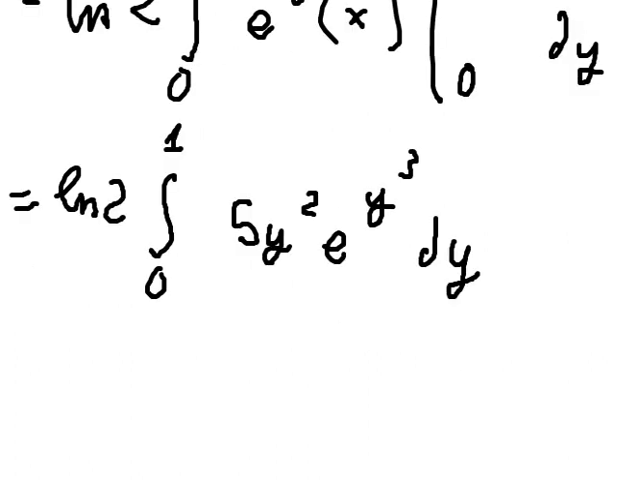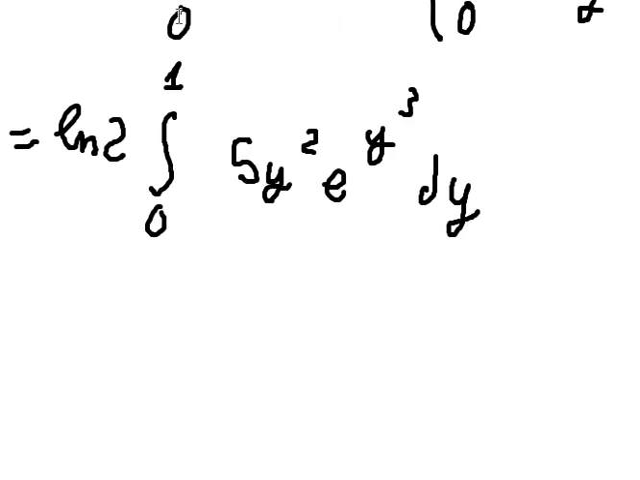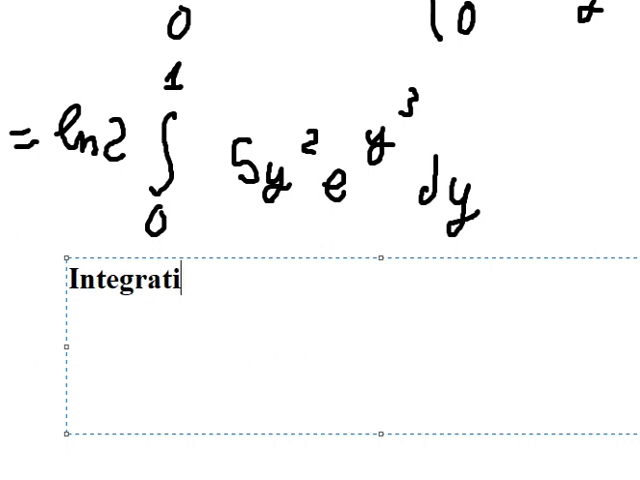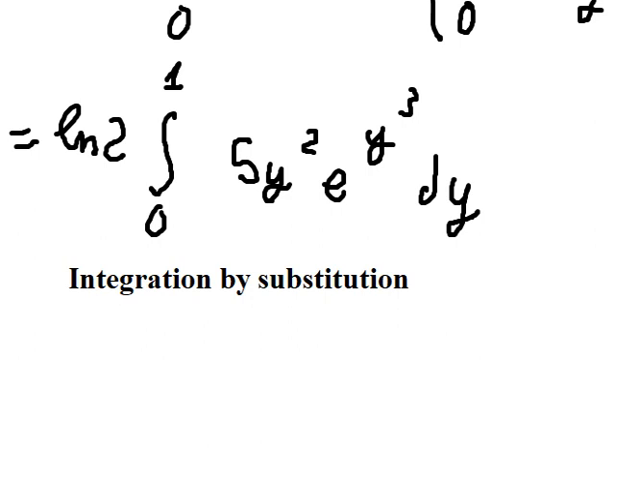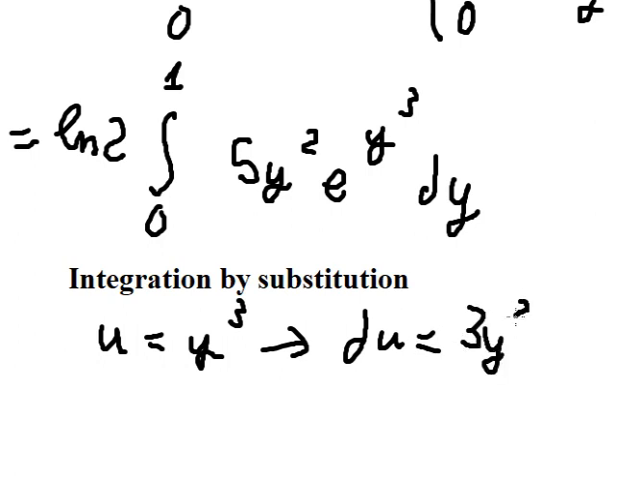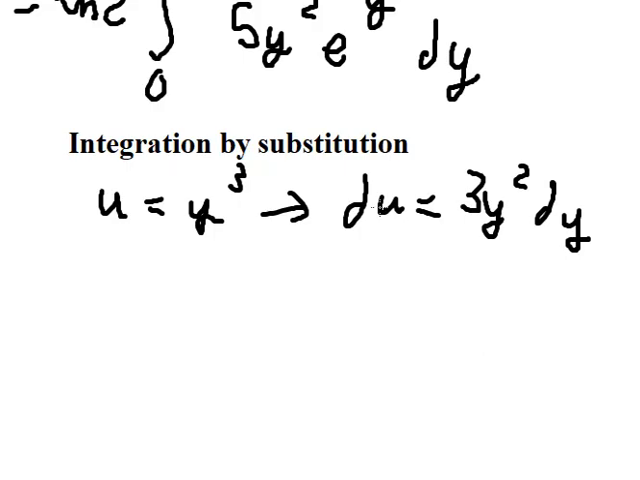Now the next one we can use integration by substitution. So I will put u equals y to the power of 3. Then we need to first take the derivative of both sides. And we have like this. Because we don't have number 3, we need to divide both sides by number 3.